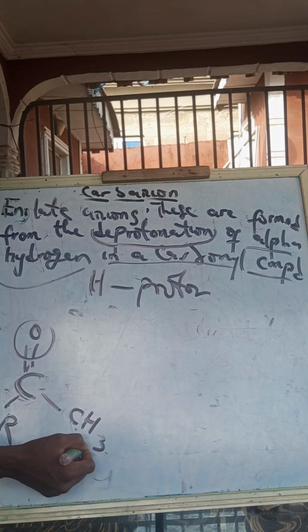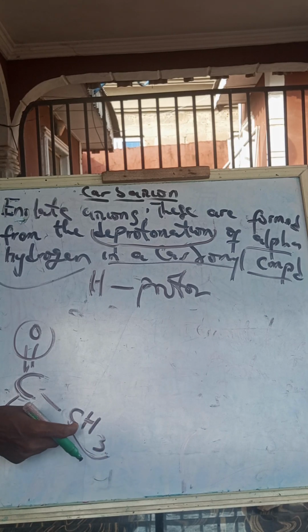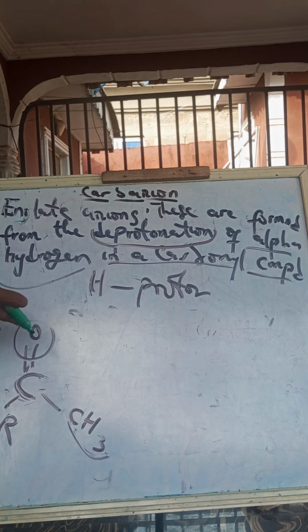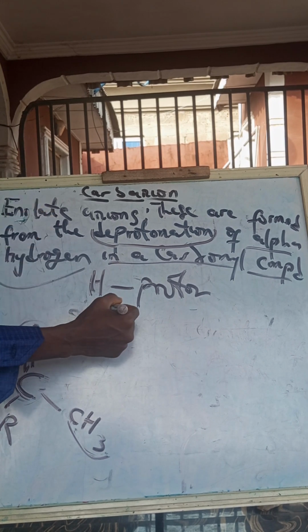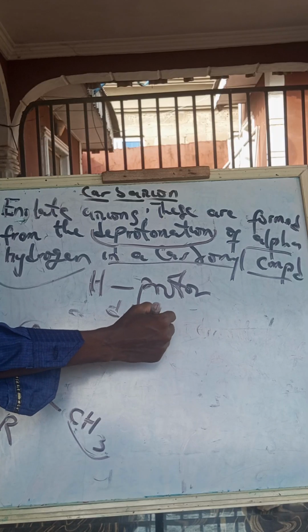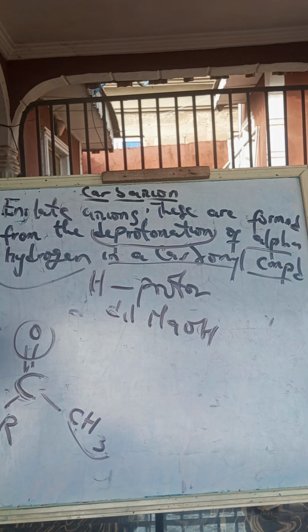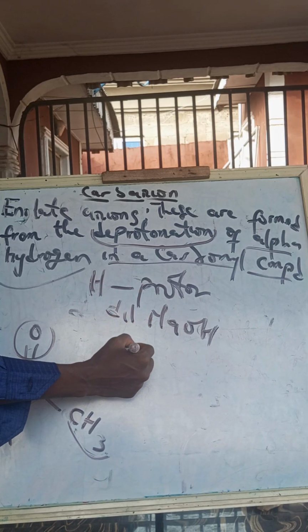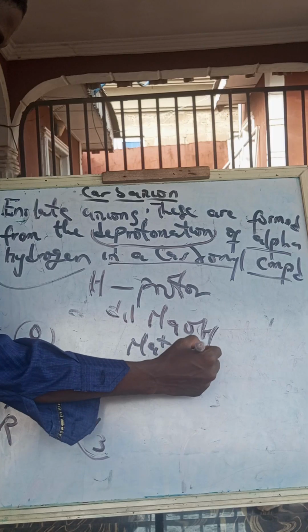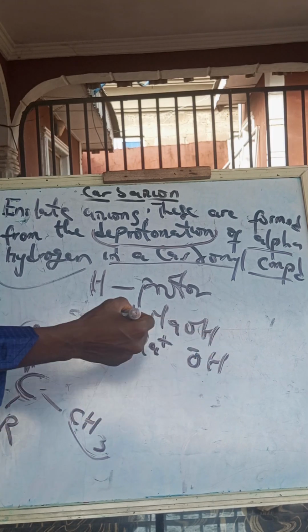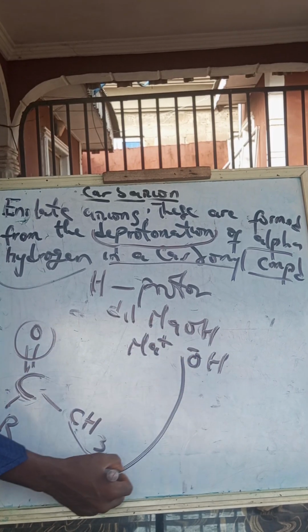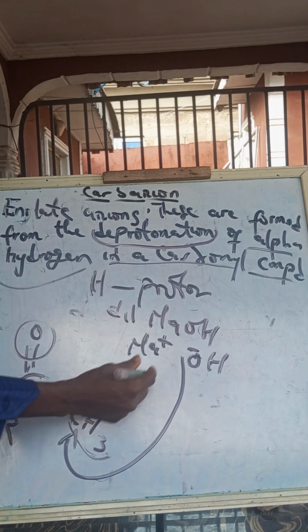We are trying to deprotonate this alpha hydrogen, and this can be possible only if we bring in a base. For example, we can make use of dilute NaOH, that is dilute sodium hydroxide. So we can split it into Na plus and OH minus, and this one can attack the hydrogen on our methyl group. So we are left with this.